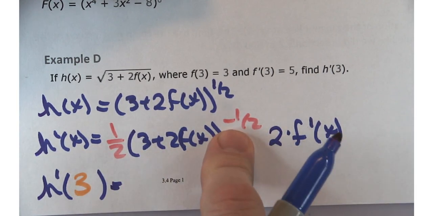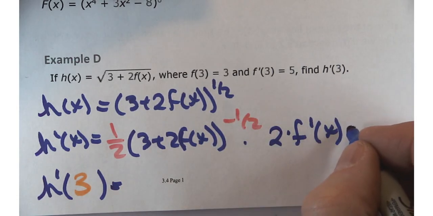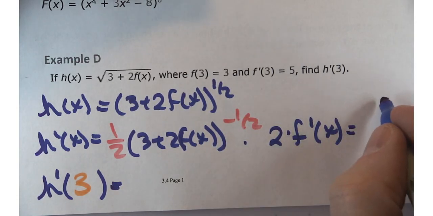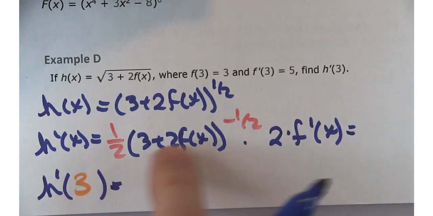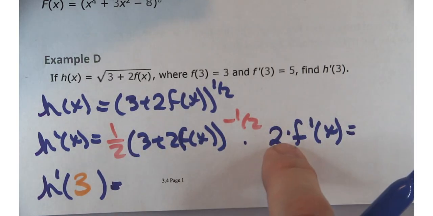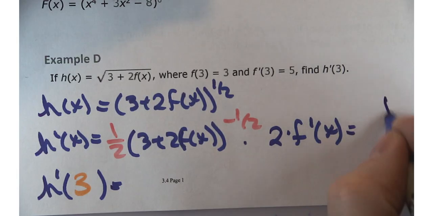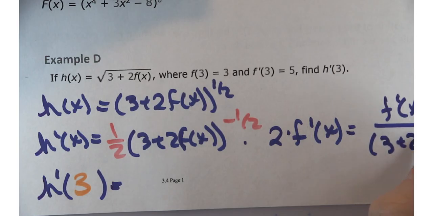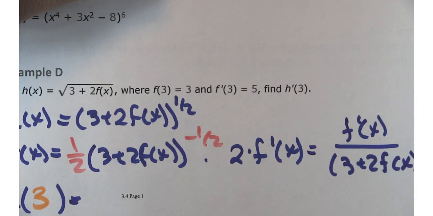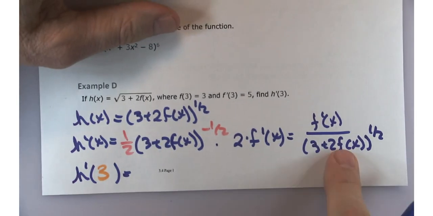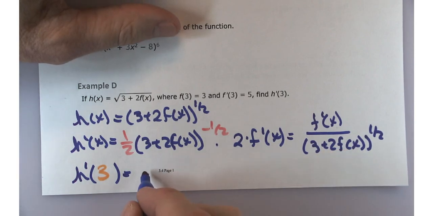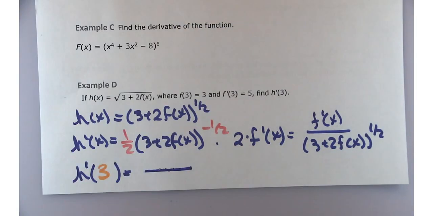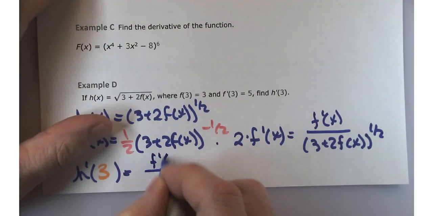What happens with something with a negative exponent? It goes into the denominator, right? So the 2's cancel each other out. I'll have f prime of x divided by 3 plus 2 times f of x raised to the 1/2 power. That's going to be a cleaned up version of my derivative. And that should help me out when I try and figure out the rest of this.